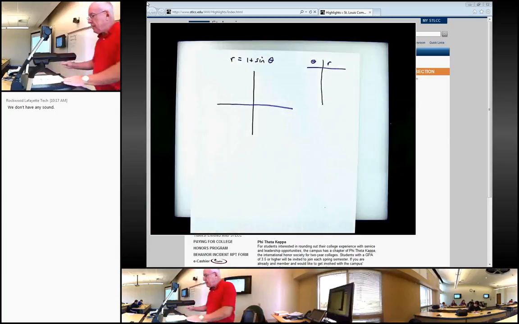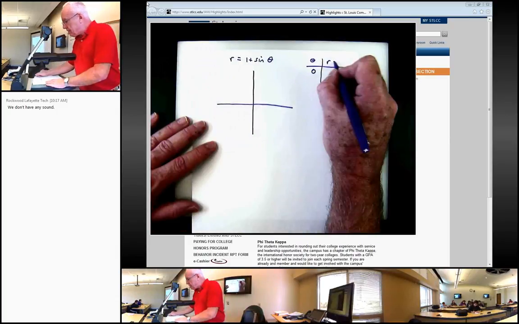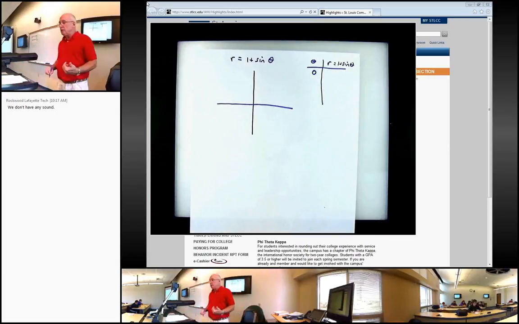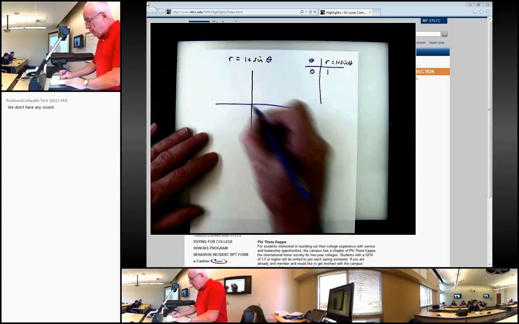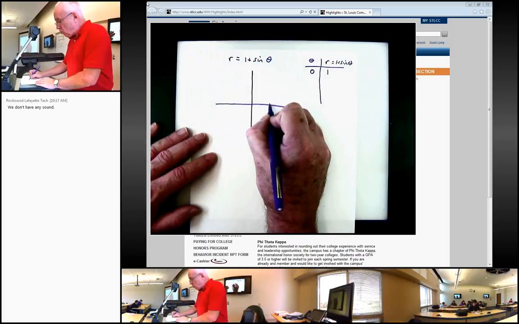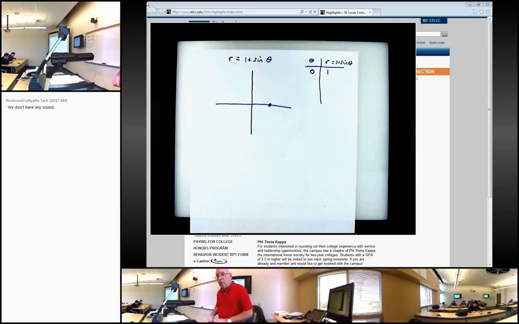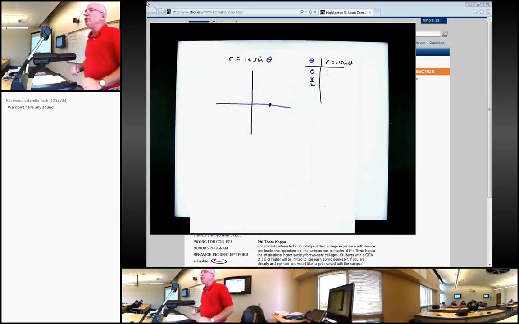So when theta is equal to 0, r is equal to 1 plus the sine of theta. The sine of 0 is 0, so r is going to be equal to 1. So right here at angle 0, we're going to go out 1, and that'll be a point there on our graph. Okay, let's just jump to pi over 2.